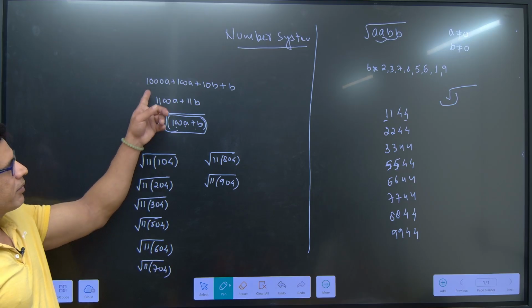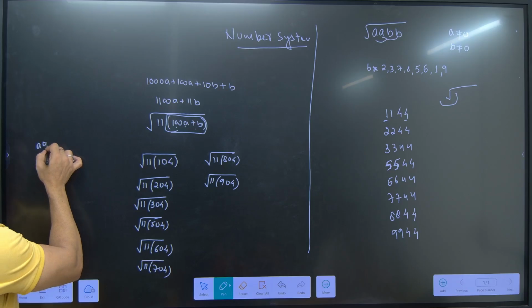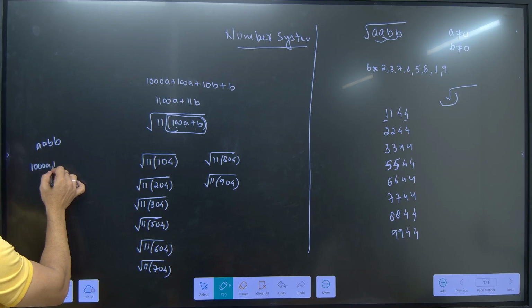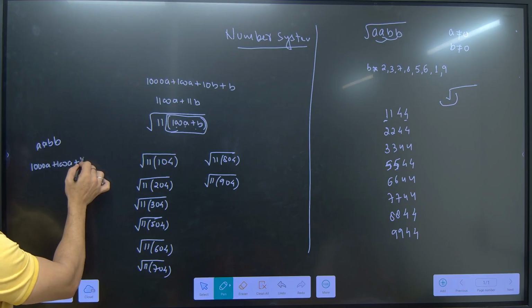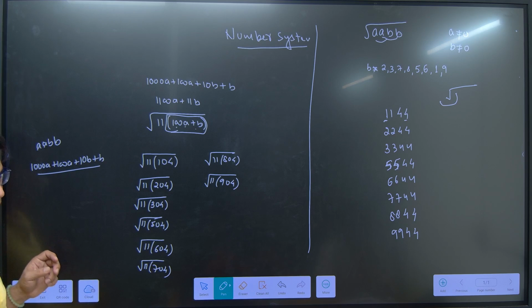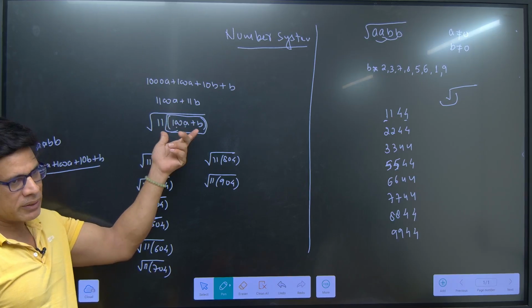You understood why we write it like this? Using place value. A, A, B, B. This is at the 1000 place, so 1000 times A. 100 place, 100 times A. 10 times B plus 1 times B. That's why we're writing it. And when you write it by taking 11 common, this is what you're left with.